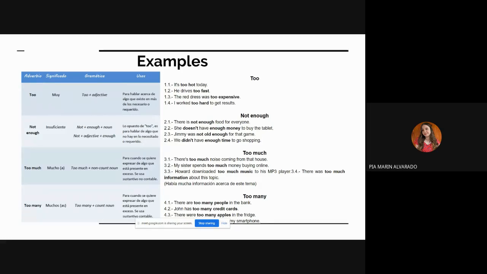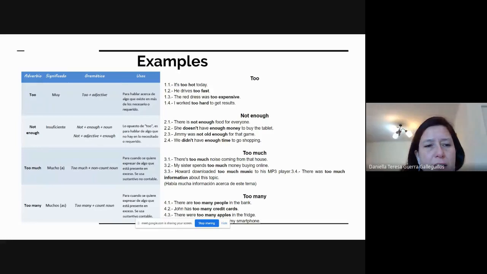En los ejemplos. There is too much noise coming from that house. My sister spent too much money buying online. Howard downloaded too much music to his MP3 player. There was too much information about this topic. That's right. Thank you very much. Do you understand the use of too much?